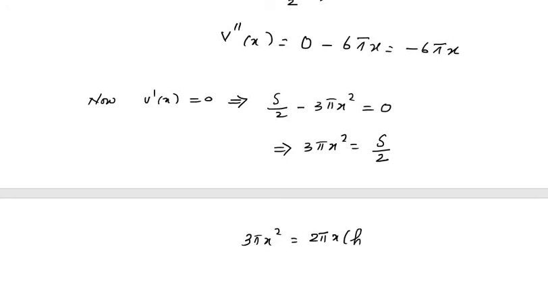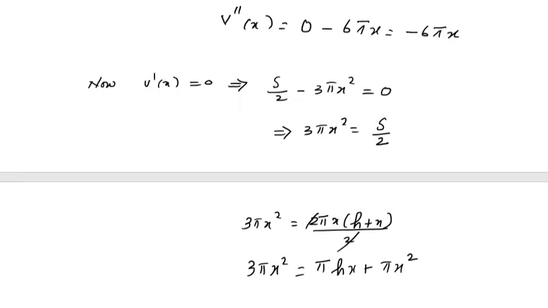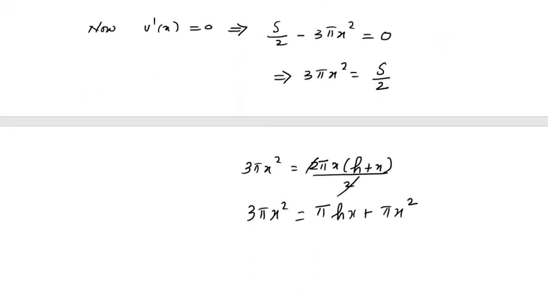This is the value of what? S, whole divided by what? 2. Therefore, this 2 and 2 get cancelled. Therefore, that is 3 pi x square, that is equal to, if I remove the bracket, I will be getting what? Pi hx plus pi x square. Now bring this pi x square this side. Therefore, if I bring, I will be getting what? 3 pi x square minus pi x square. That I will be getting what? 2 pi x square, that is equal to pi hx.